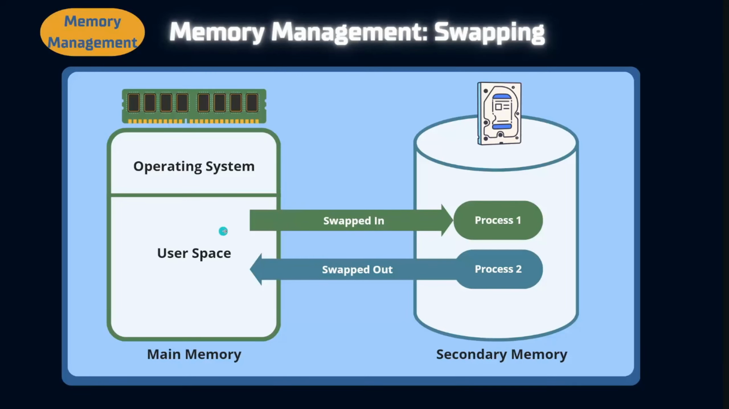So the first process will be swapped out from the main memory here into the secondary memory here, as shown by this arrow. Meanwhile, the second process here in the secondary memory will be swapped into the main memory to be used. The second process will utilize the main memory, and the first process will be stored back into the secondary memory. This is how swapping works in basic terms.